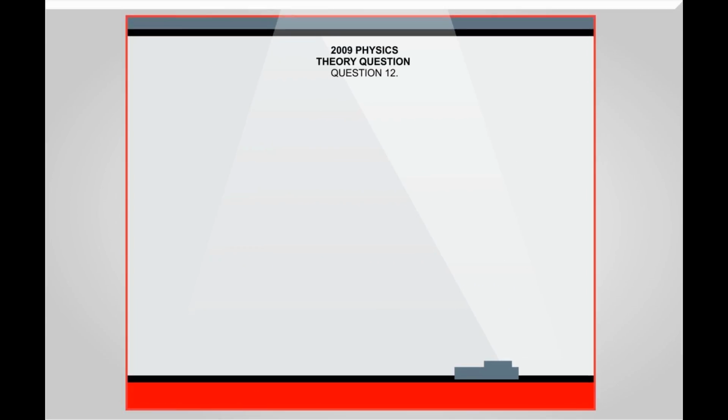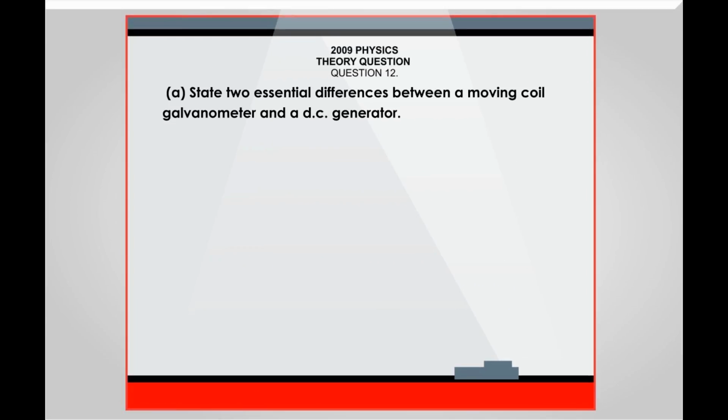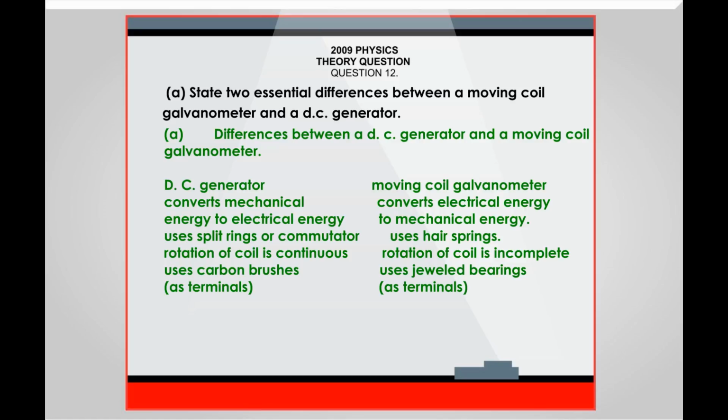Question 12. State 2 essential differences between a moving coil galvanometer and a DC generator. Answer. Differences between a DC generator and a moving coil galvanometer.